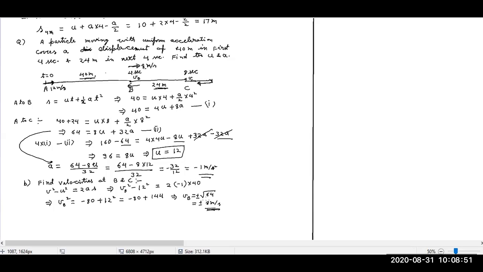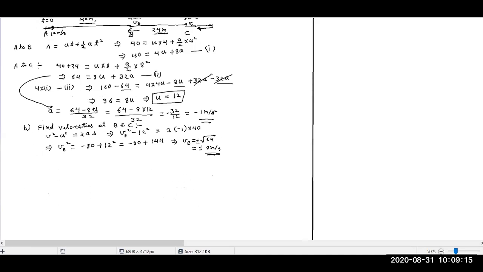8 meter per second was occurring when it was at 4 seconds while moving forward. At some other time, during the return journey, there will be negative velocity, that will be minus 8 meter per second. So we can also find the time for that, but we will do that later. So next we will first find the velocity at point C. For that again we are going to use the same equation.